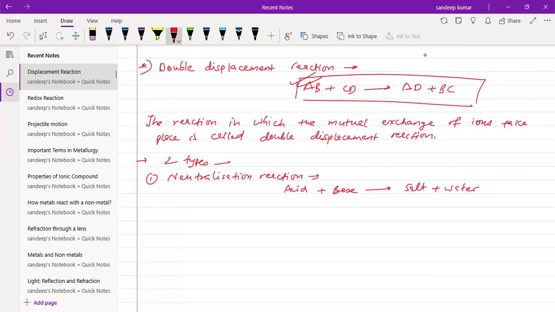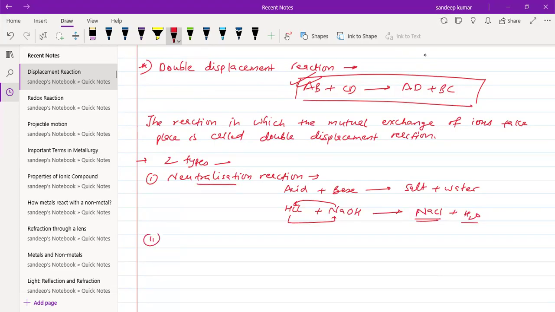You can take an example, hydrochloric acid, HCl. Whenever it reacts with NaOH, which is a base, what will happen? H will come here and Na will come here. So first we write the salt, NaCl. Na plus Cl is NaCl, plus H and OH will form H2O. So NaCl is a salt, children, and H2O is water. So this is also a double displacement reaction.